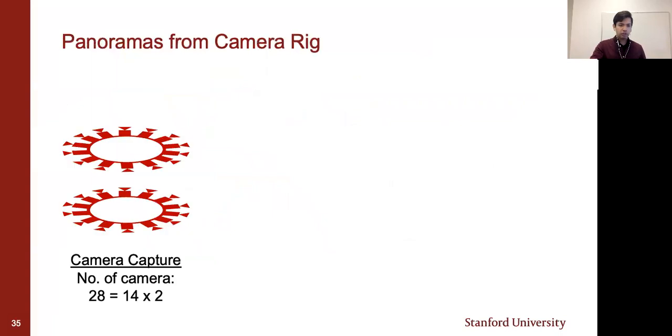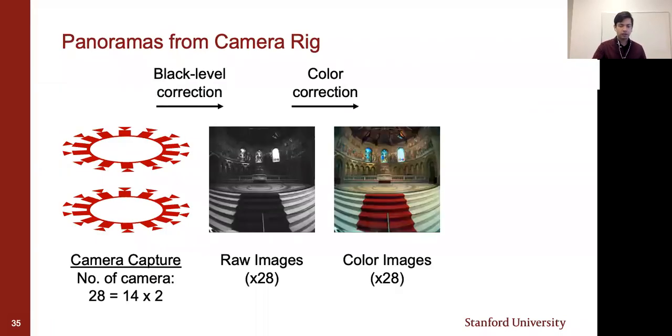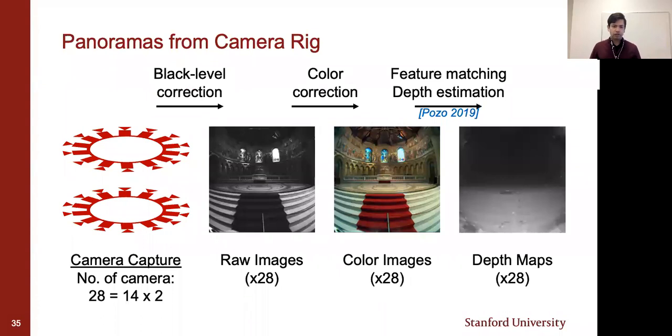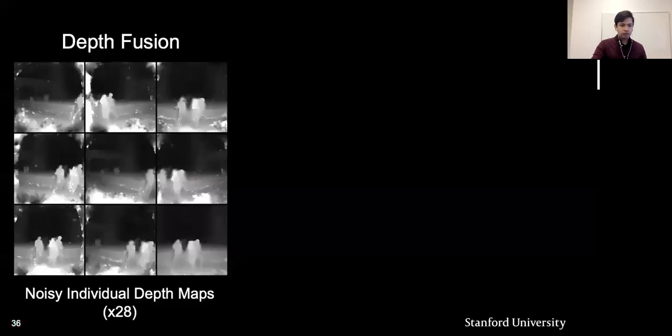To that end, we start with raw camera capture and then perform black level correction and color correction to get RGB images for each camera. Next, we use an off-the-shelf depth estimation algorithm to get one depth map for each image. At this point, we have one color image and one depth map for each camera in our system. Some of the depth maps for a real scene are shown on the left over here, and we can see that the individual depth maps are quite noisy and prone to errors.